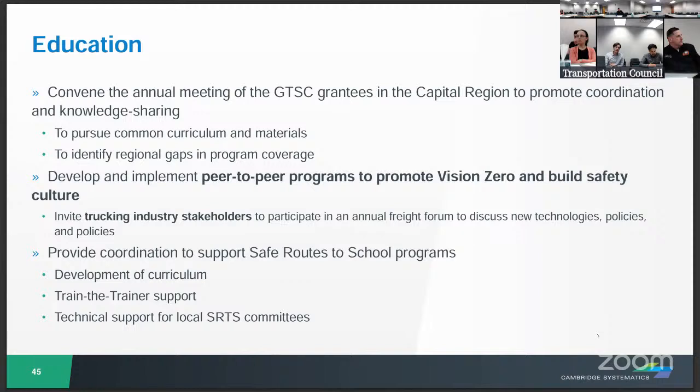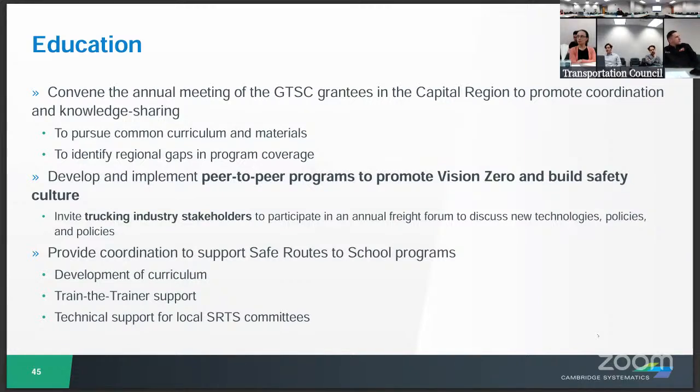On the education side, with full respect to the large number of traffic safety boards and what they do, we want to help bring all of them together so we can look at where there are commonalities, and maybe identify regional gaps in program coverage or future opportunities.